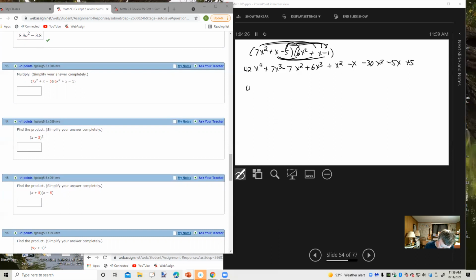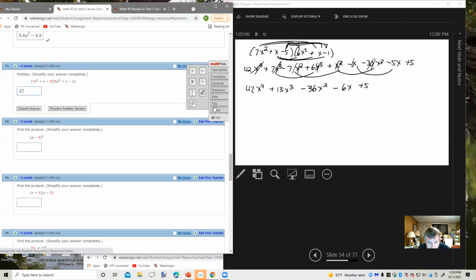So let's see, like terms: 42x to the 4th plus 13x cubed, minus 7x squared plus 1x squared would be minus 6x squared, minus 30 more x squared would be minus 36x squared. Minus x minus 5x is minus 6x, and plus 5. Let's make sure I didn't miss anything. I think it's correct. Let's find out.